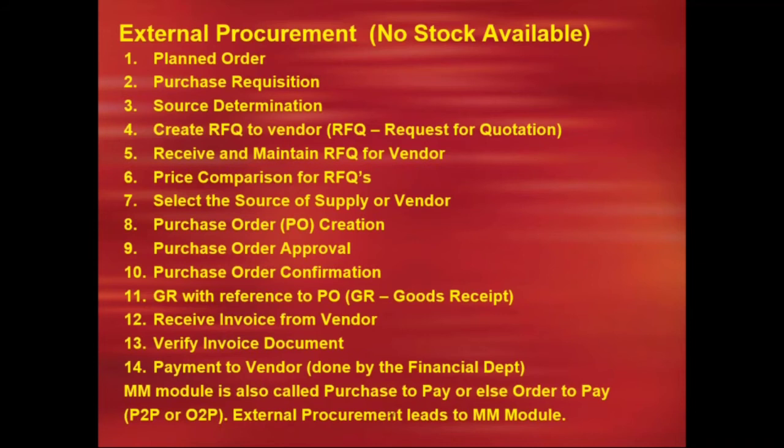The company will receive the stock of that particular material. They will check and verify. So here, once purchase order approval takes place, confirmation comes as acknowledgement from the vendor. Again, as per the purchase order, the vendor will send the material. Then we create a GR with reference to the purchase order. It is a confirmation that you have received the stock of the material.